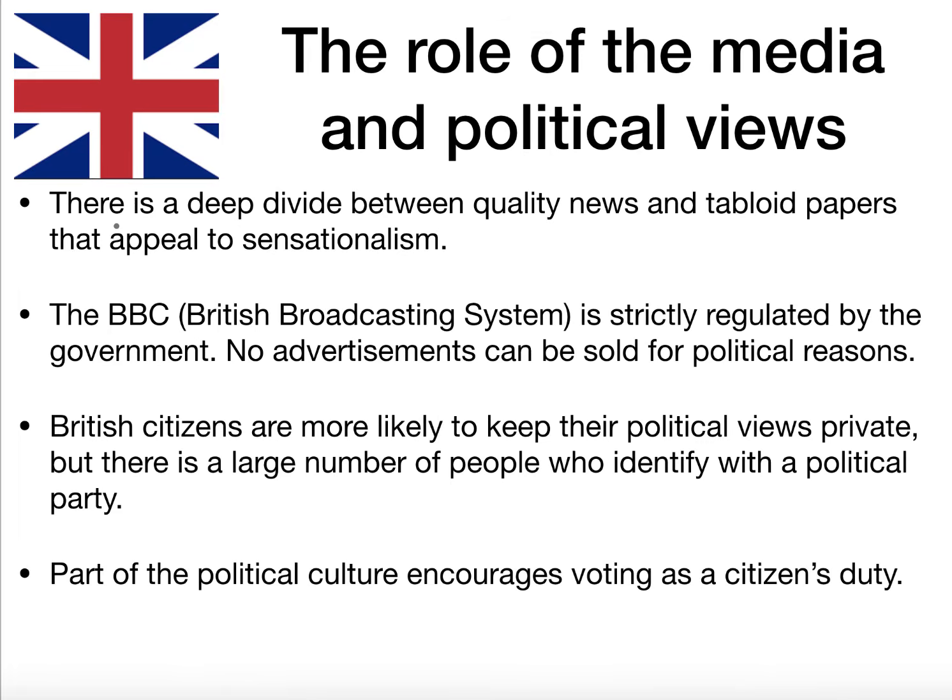All right. The role of the media. There's really a deep divide of the media in Great Britain.